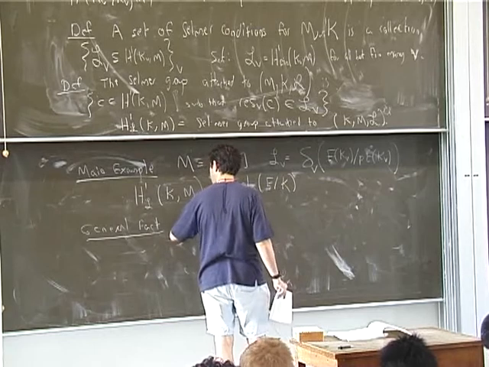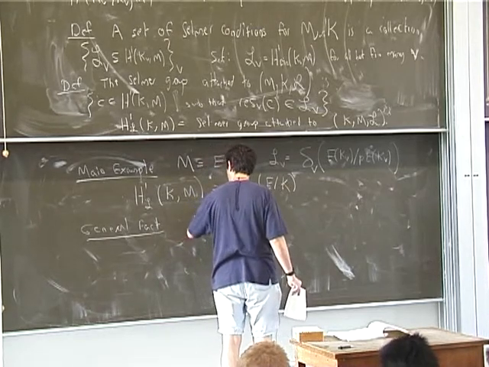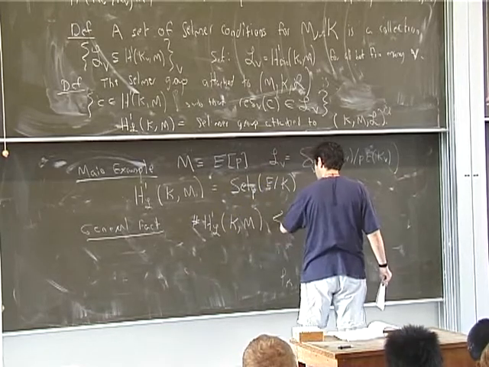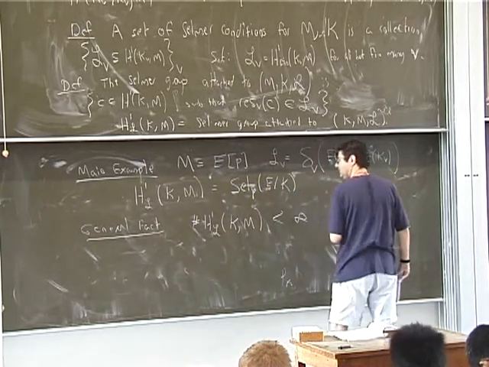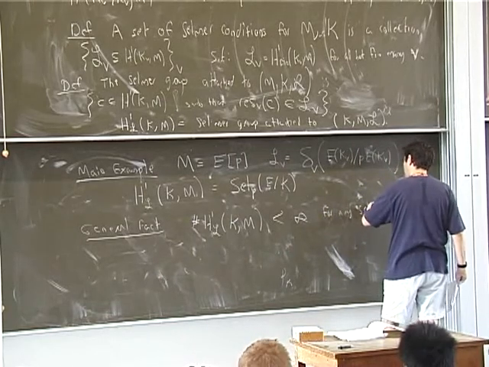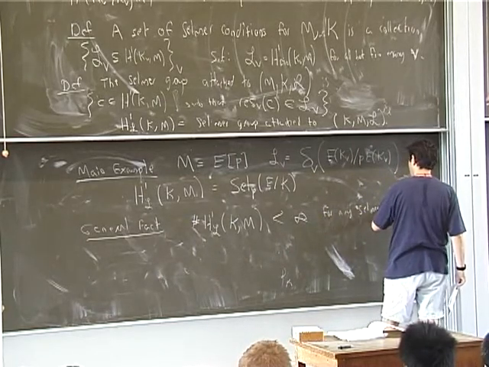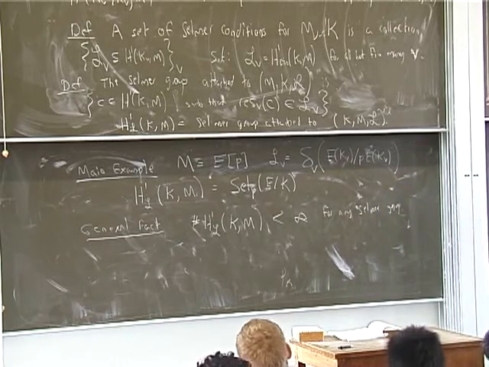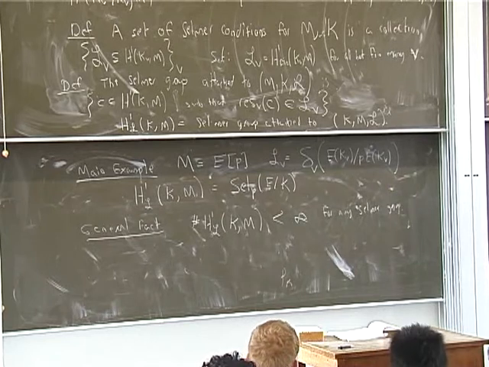So the general fact is that any Selmer group, H1 sub L of K, M, is finite. This is for any Selmer group. You take any finite module and you introduce any set of Selmer conditions, then the resulting Selmer group is always a finite group.